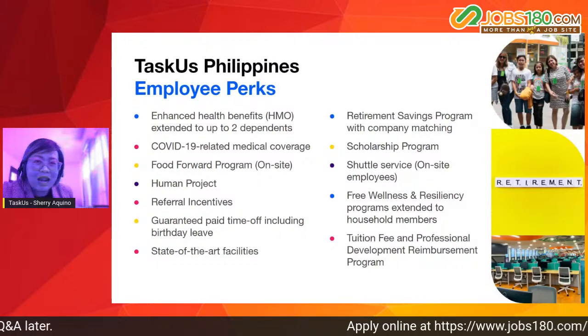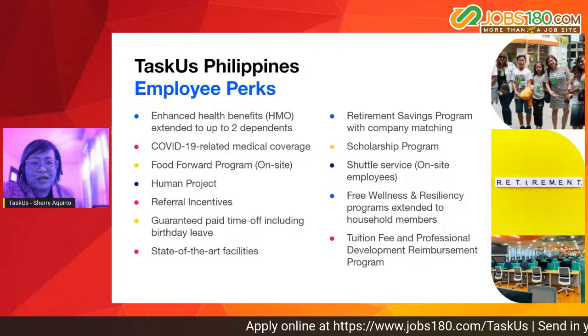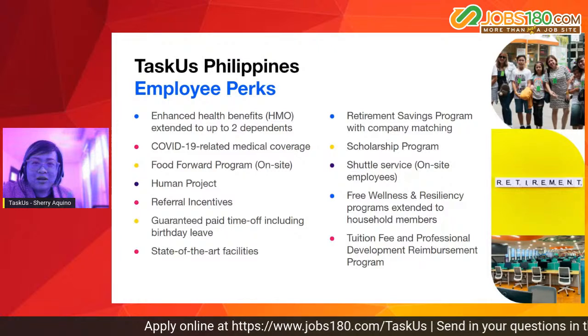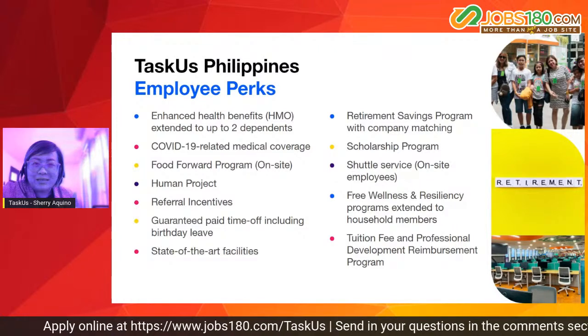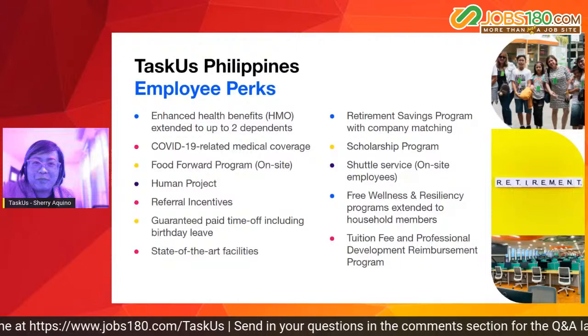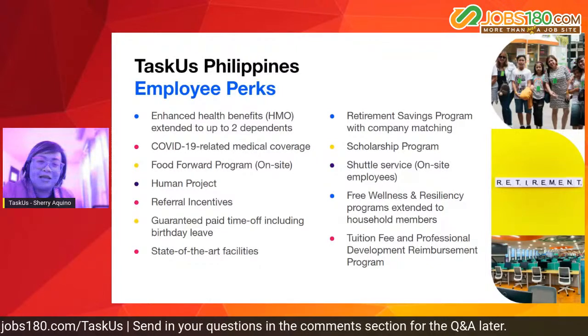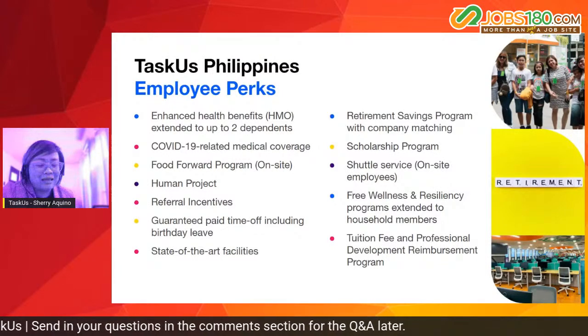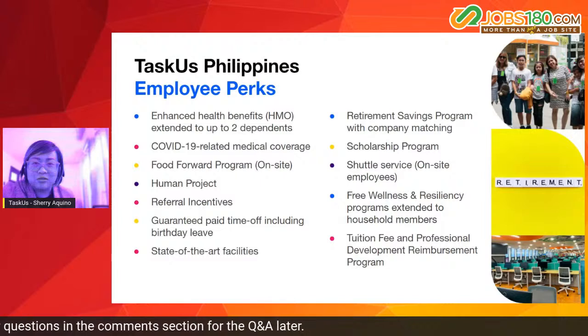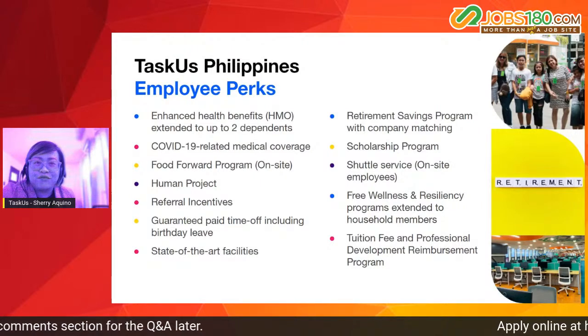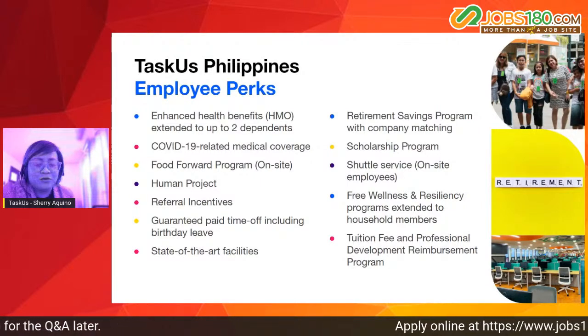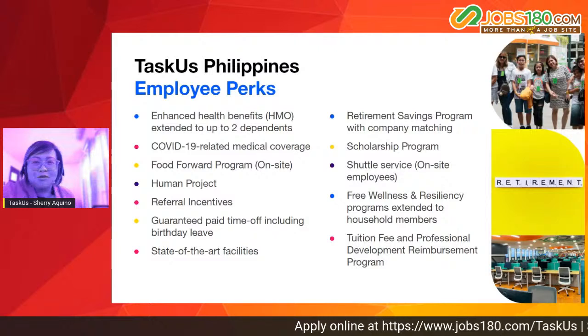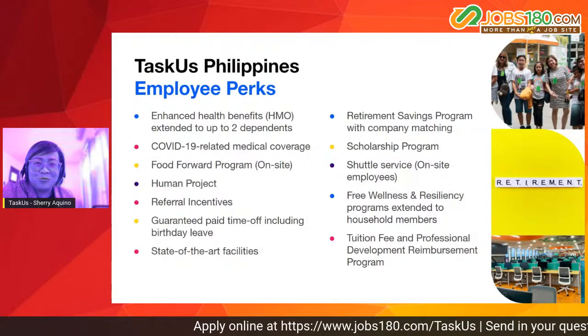Because what do we have in Food Forward? Here you can buy your meal for only 5 pesos, no? For 5 pesos, you have your rice, you have your ulam, and that 5 pesos will be donated by Taskus to a charity or foundation that we have partnered with. So nabusog ka na, nakatulong ka pa to a community that needs your help.